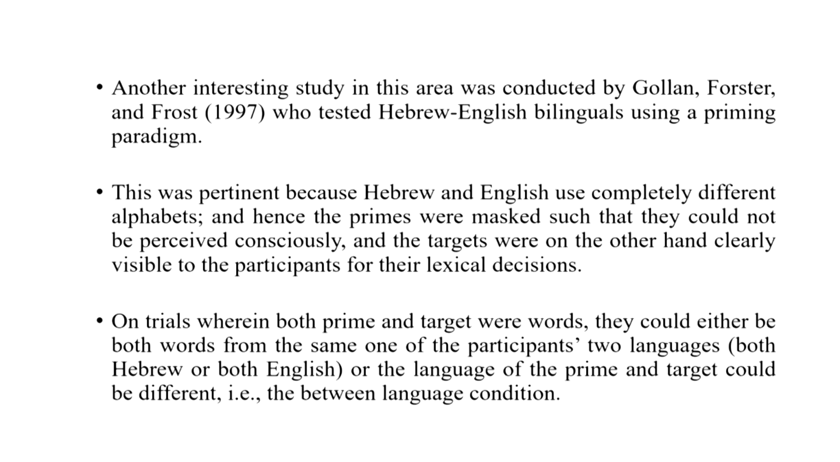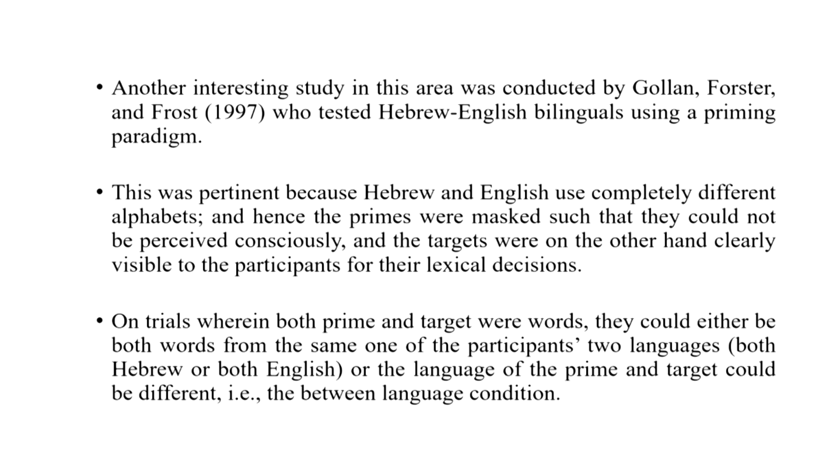Another study in this area was done by Gollan, Forster and Frost, who tested Hebrew-English bilinguals using a priming paradigm. Now, this is interesting because Hebrew and English also use completely different alphabets. The primes were masked so that they could not be perceived consciously. Okay, so the primes were presented for very brief periods and they were masked so that there was no conscious perception of the primes.